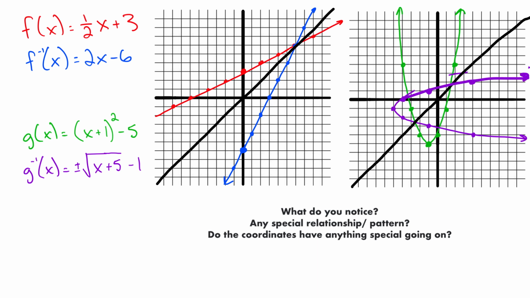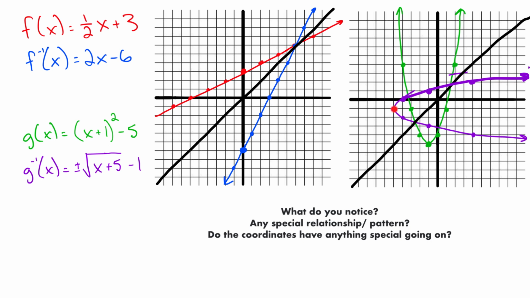Here's another thing that you might notice. If I pick a random coordinate on one of the functions, it doesn't matter which, I'm going to do the parabolas because it seems to be more revealing. If I do a random coordinate like this one right here. Wait, what? No, I'm going to pick a different one. I'm going to pick this coordinate right here. This coordinate is right 4 up 2. It's 4 comma 2. It has a partner coordinate on the green function right here. That coordinate is 2 comma 4. 4 comma 2, 2 comma 4.